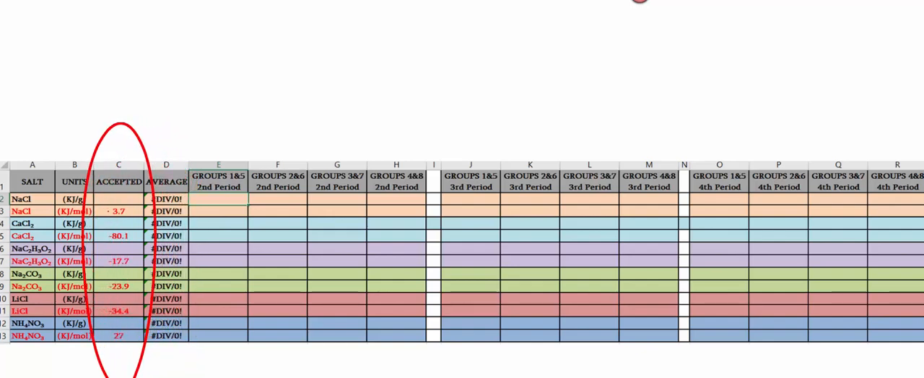By the way, these are the accepted values right here. So NaCl has 3.7 kilojoules per mole. It takes 3.7 kilojoules per mole to dissolve into a solution, to make a solution. So if you notice, some of these have positive numbers, some of these have negative numbers. Hopefully you can tell the difference between a positive and a negative as far as endothermic and exothermic. If you have questions, please ask.